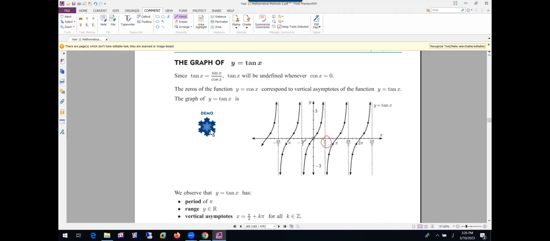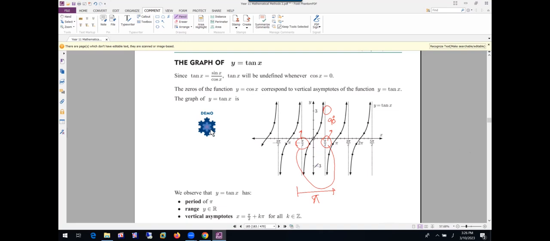Similarly, at tan negative pi by 2, so tan 90 and tan negative 90 give you undefined values. So that's why this curve will not touch this line. Here we have a discontinuity of the function, right? So the period for tan will be from negative pi by 2 to pi by 2. Clear? So the period, you can subtract it, becomes pi.